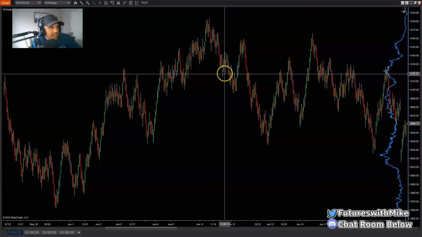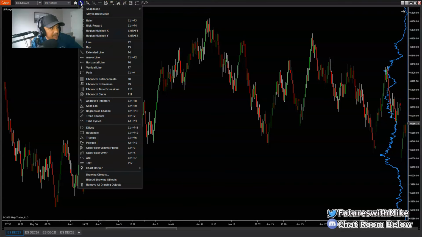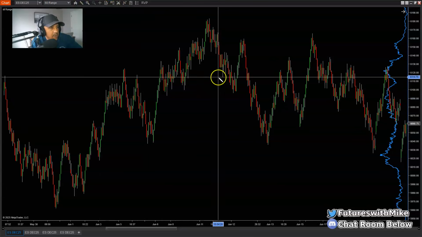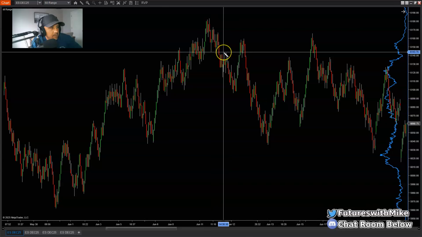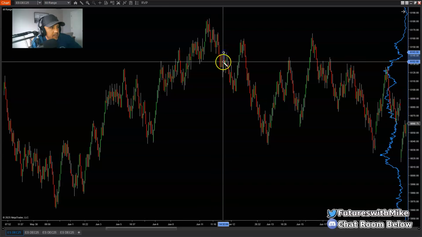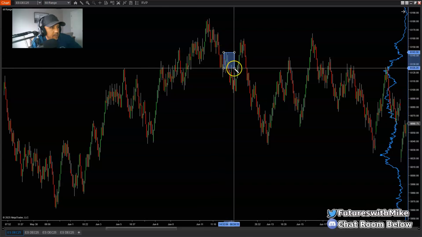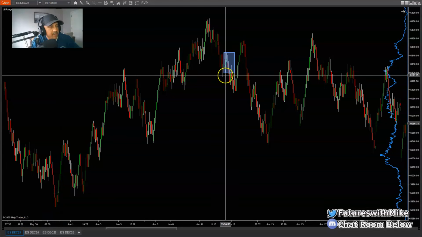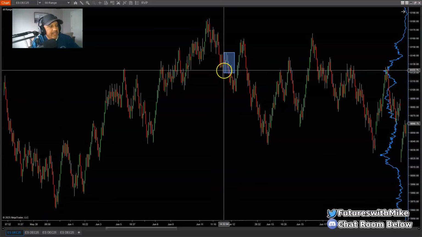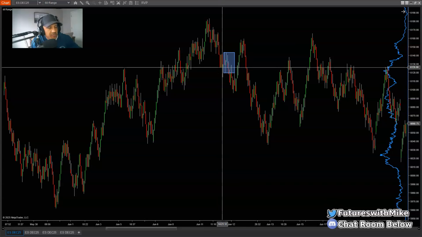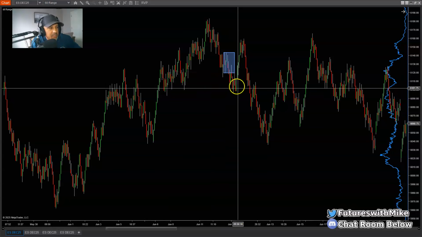This will be a pullback to this area of supply right here on the higher range chart. We'll mark that up right there. Then the market breaks lower, pulls back, taps that area of supply, move down to your lower chart, time frame, whatever it may be, tick, volume. For me, it's a 12 range chart on the MES, and I'm looking to go short from there.